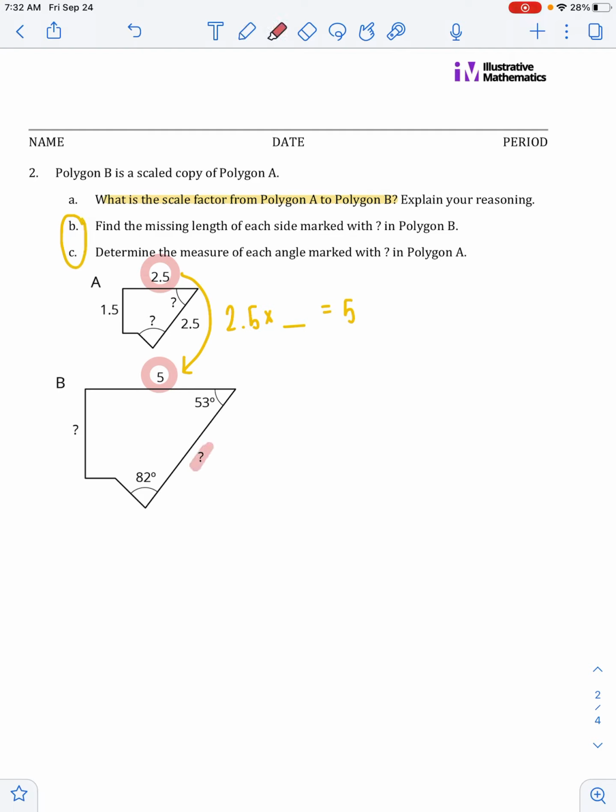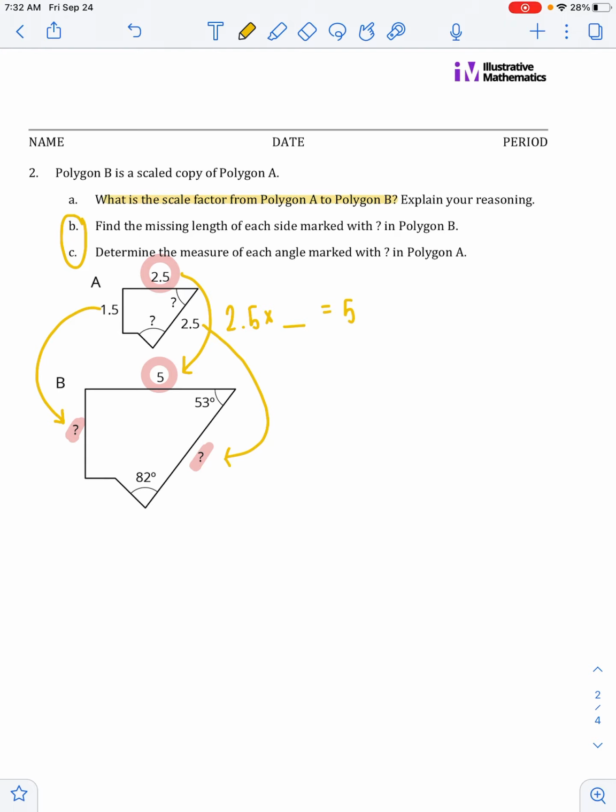Then in parts B and C, it's your job to find the missing length of each side. What are these question marks? And what are just the lengths for B? Remember that whatever scale factor we use to get from 2.5 to 5 will be the same scale factor that we use to get from 1.5 to some number and 2.5 to some number.